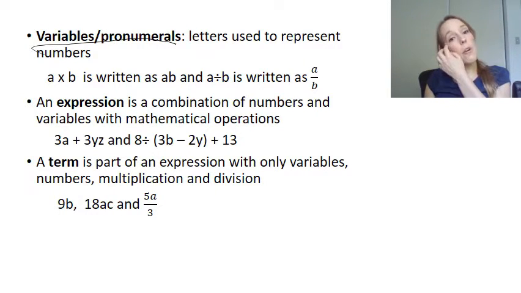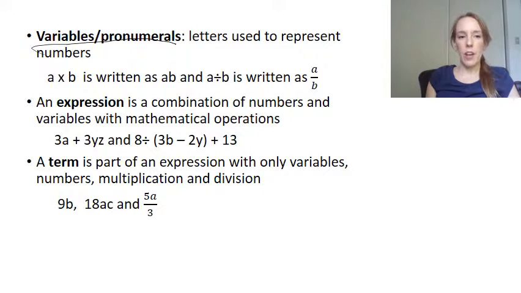So variables and pronumerals are just letters that are used to represent numbers. So A or B, X, Y, Z, any letter of the alphabet could be used as a variable to represent any number. There's also a new way of writing things in algebra.